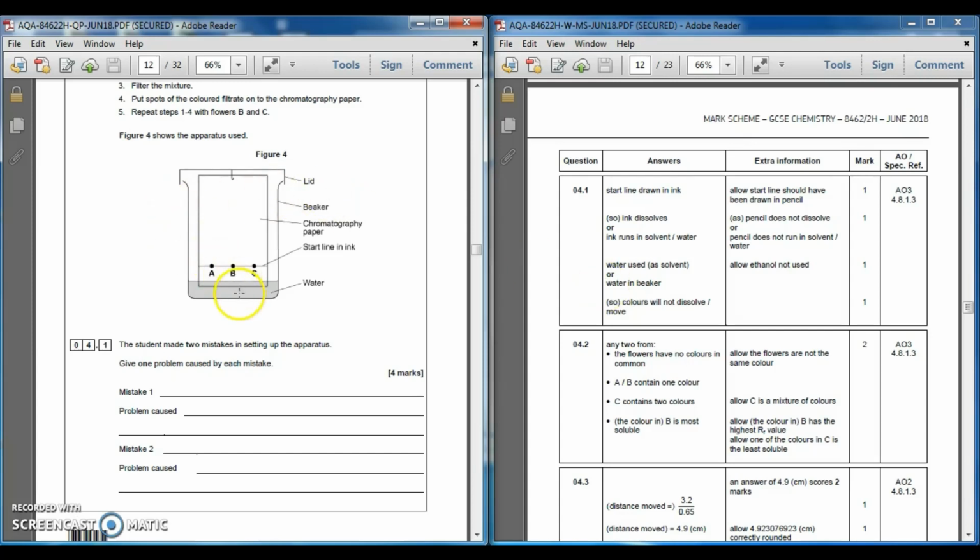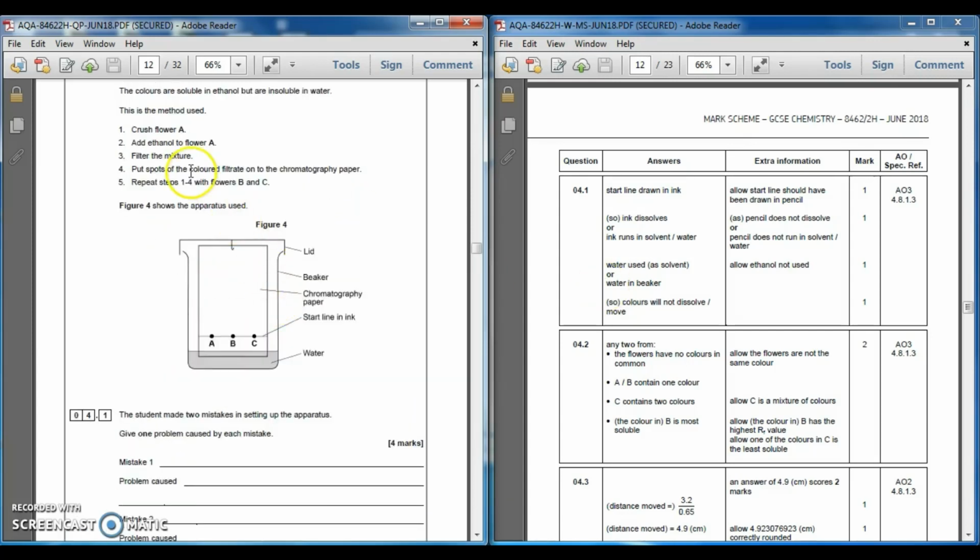And the other thing is that in the question it says that they're insoluble in water, but they've used water as a solvent. So the problem was they've used water as a solvent, which means none of the inks are going to move because they won't dissolve in it.